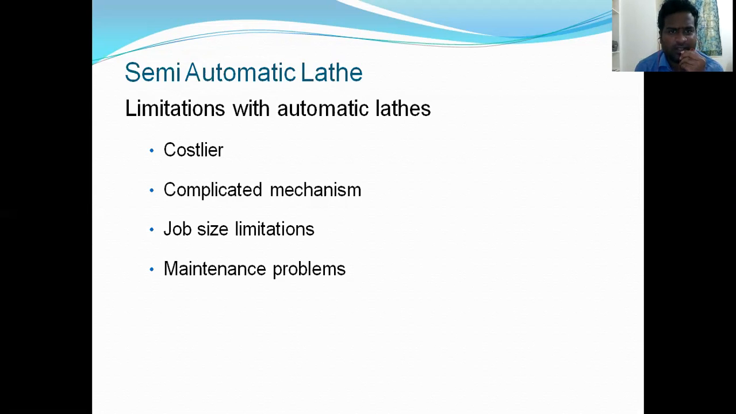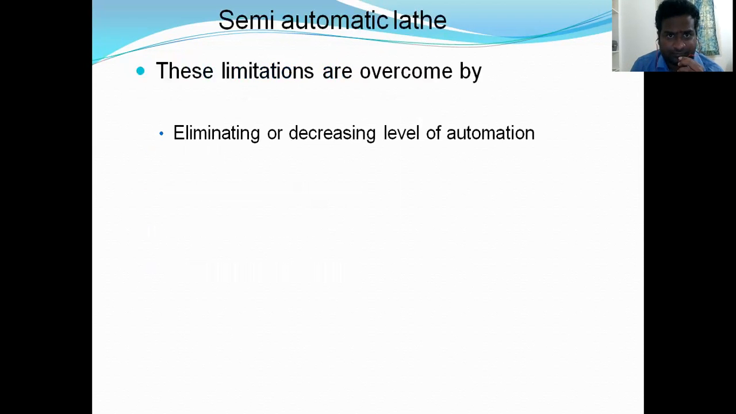Then there are job size limitations. Automatic lathe job size is a limited point because it is suitable for medium to high value production, and it is not suitable for small job production. And maintenance problems also occur in automatic lathes. So these are the limitations that appear in automatic lathes.